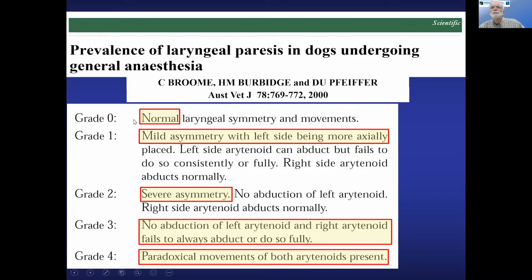So normal was grade 0, but then 1 to 4 was increasing degree of your problems. Paresis is the title, but paralysis. And I think you would agree that the bottom 3, probably the bottom 4, are what we would call actually paralysis now, and not just a weakness or a subtlety. Grades 2, 3, and 4 here, I don't think anyone would disagree, are really laryngeal paralysis.